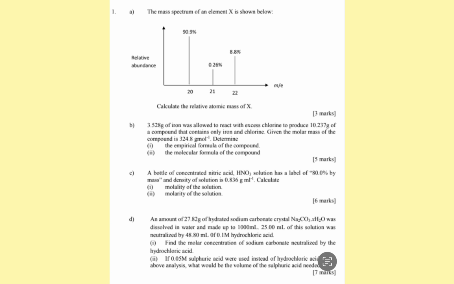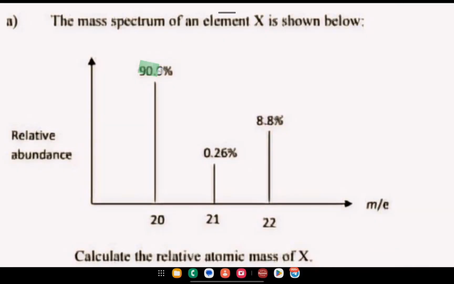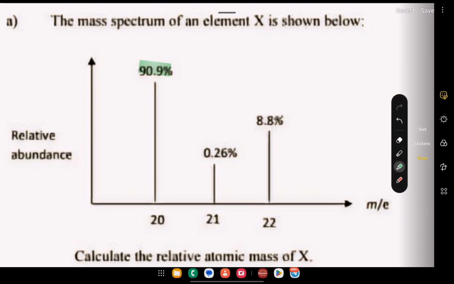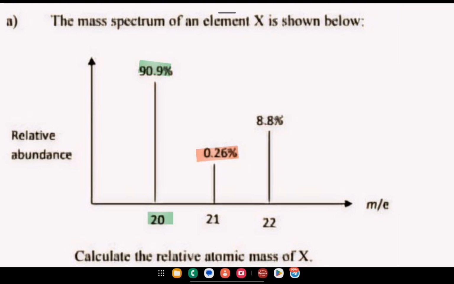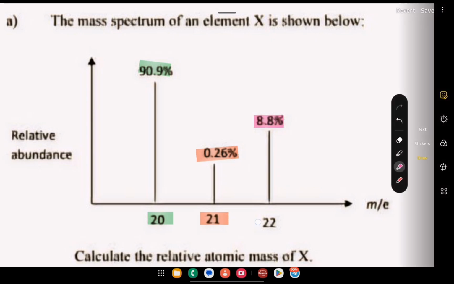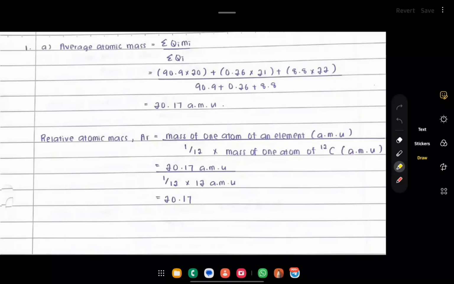In this video, I'm going to show you how to answer question 1, chapter Matter, from Kolej Matrikulasi Kedah 2022-2023, Set 5. Question 1A. The question provides us a diagram of the mass spectrum of an element X, and we need to calculate the relative atomic mass of X. So first, we need to calculate the average atomic mass to get the mass of one atom of element X. This is the formula for average atomic mass.